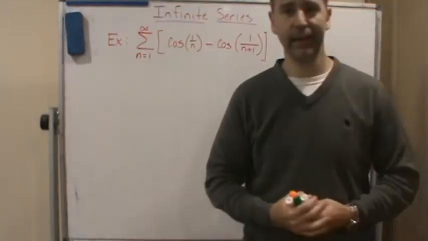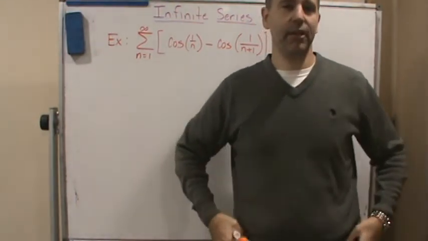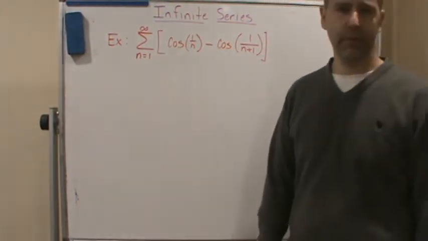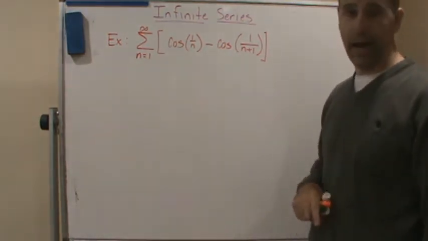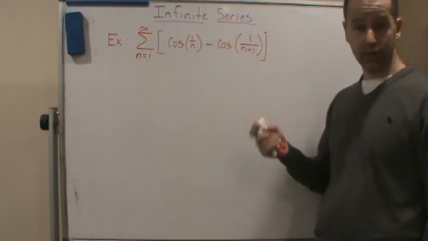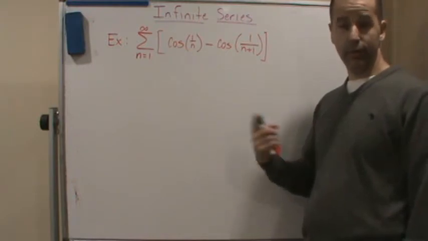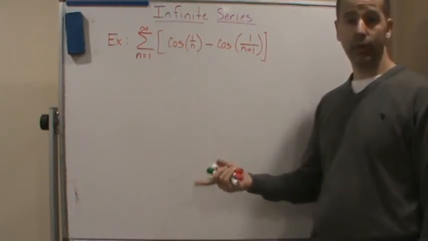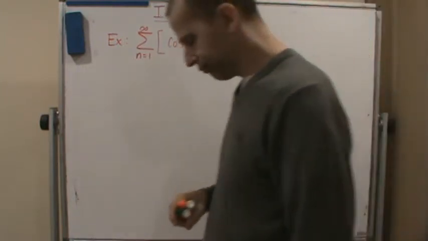Okay, so welcome back, and now what we're going to do is an example, and we're going to see if a particular series that we're given is a telescoping series or not. So this is the series we're given, and we're asked to, one, determine whether it's telescoping, and two, determine whether it converges or not, and if it converges, what does it converge to? So we've got three things going on there, okay?